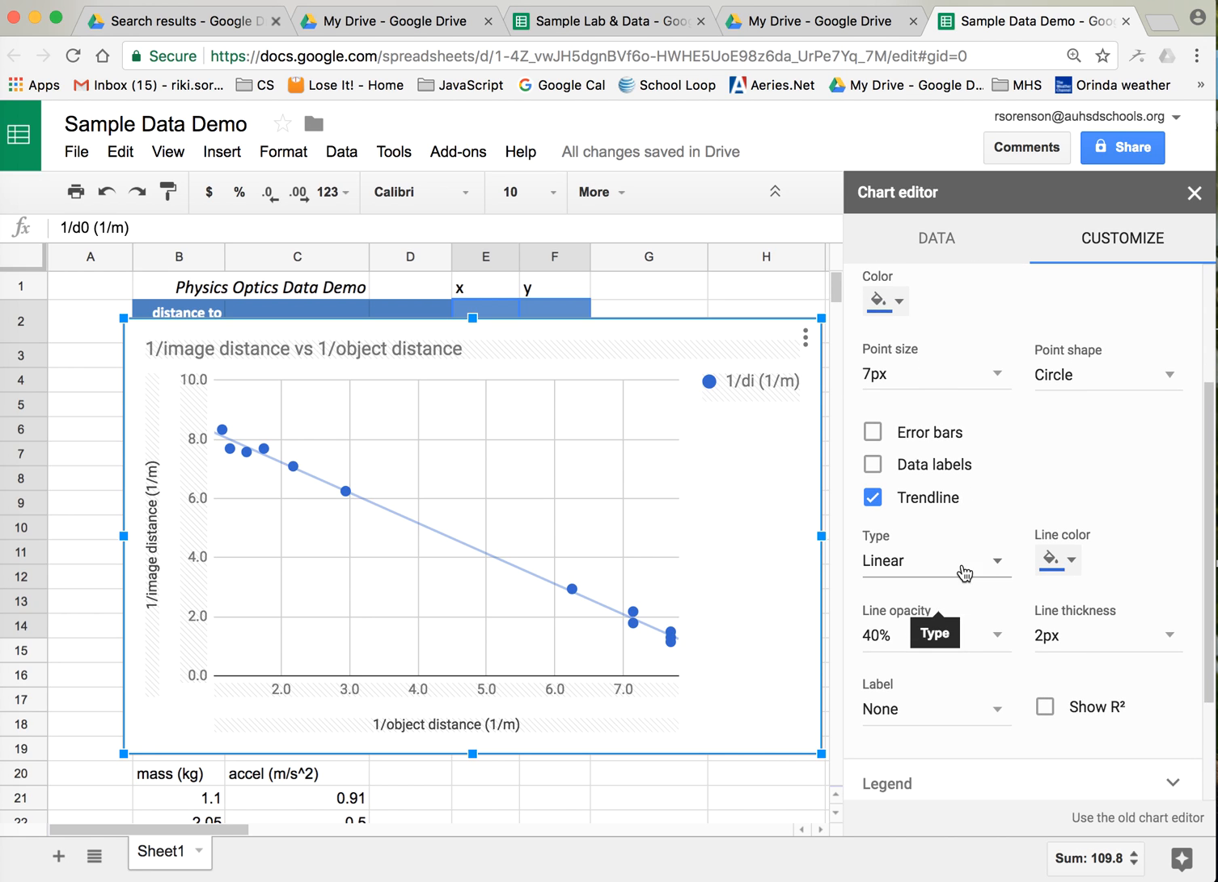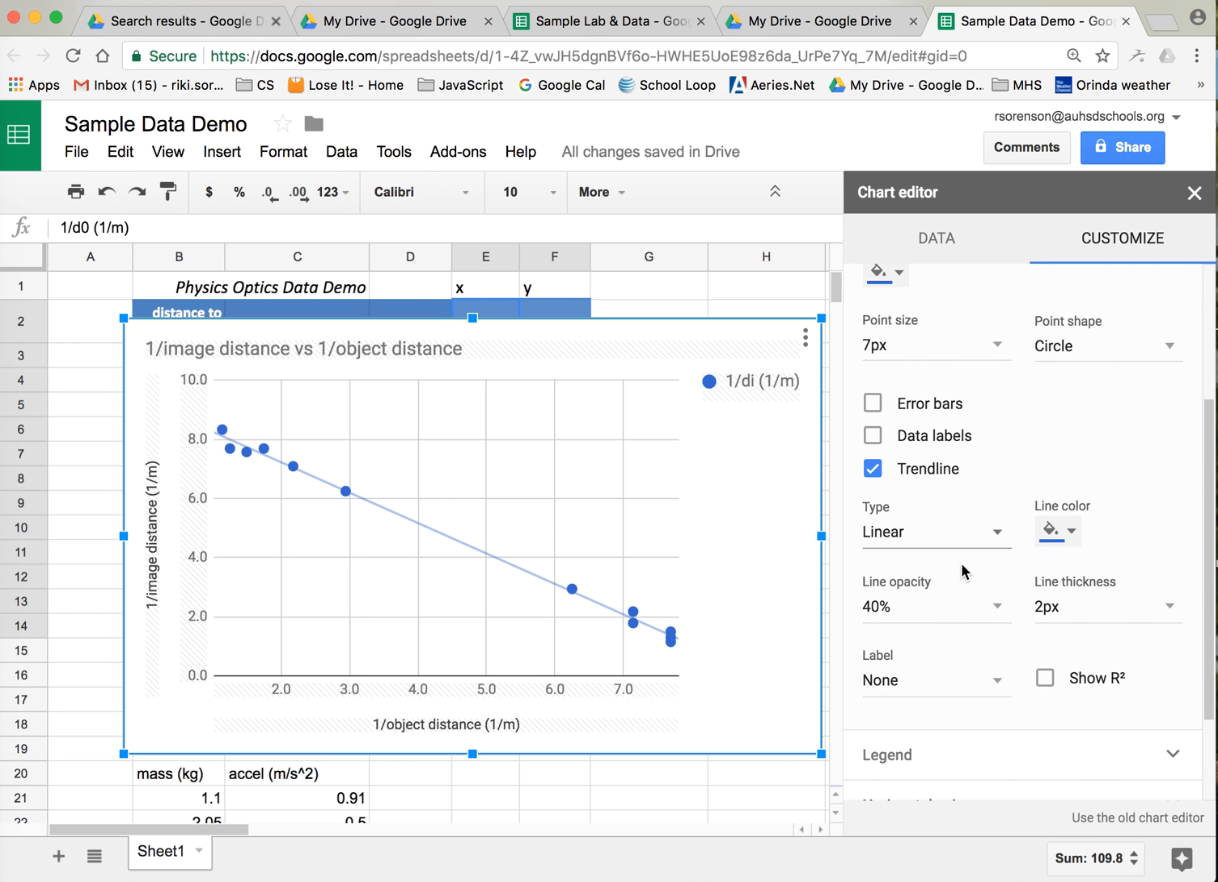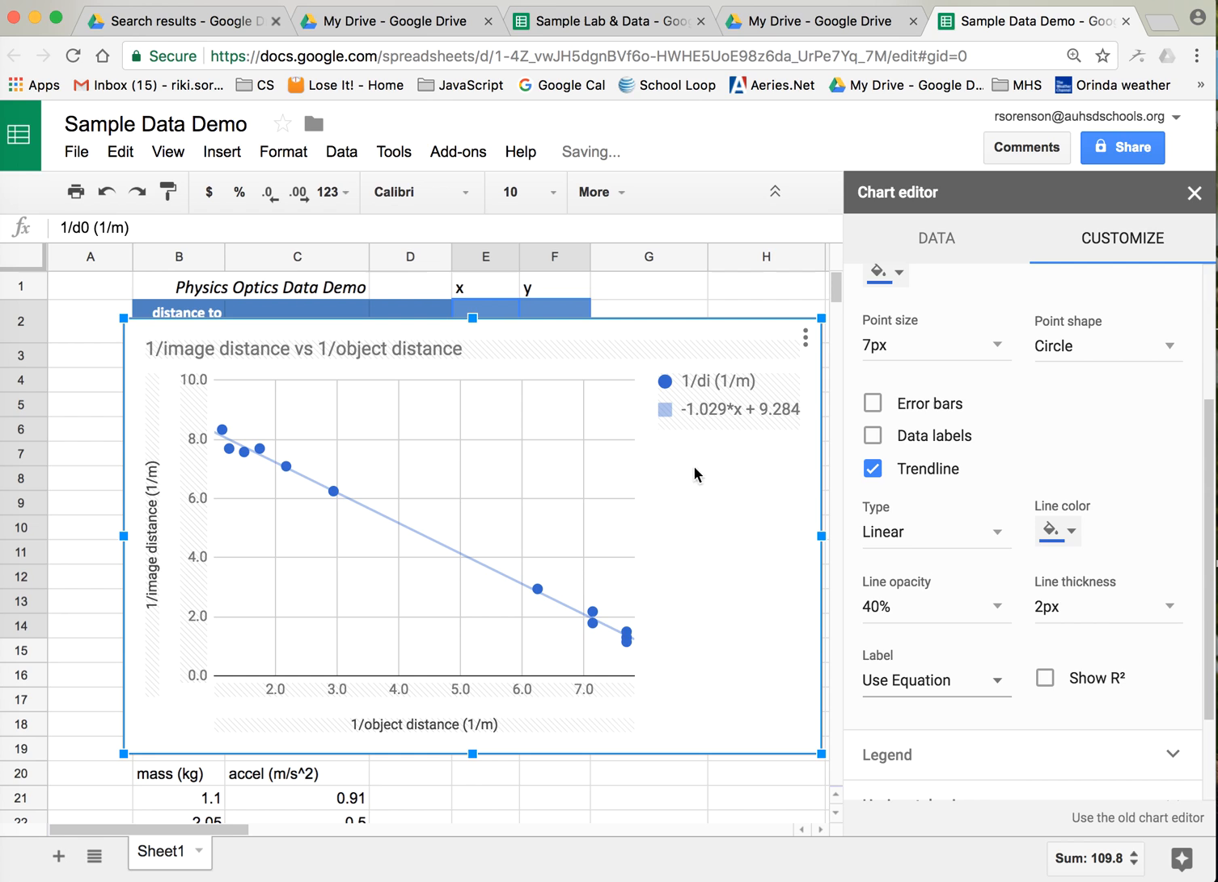So there we got our best fit curve. The other thing you have to include whenever you do a best fit curve is the equation of that formula. So in this case, it's going to be a line. It's linear. So we say use equation. And this is the equation for your line.